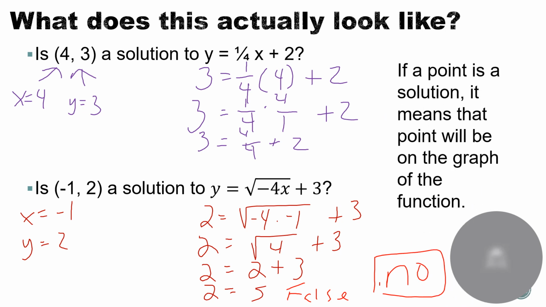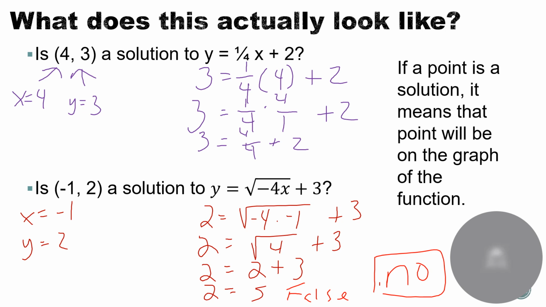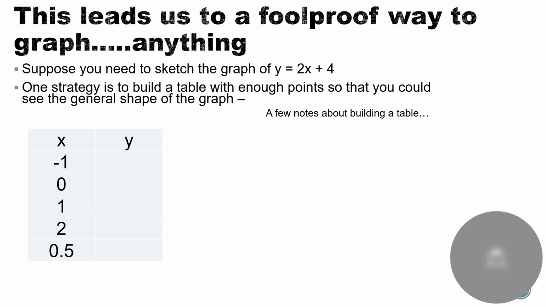Okay. So if a point is a solution, it means that that point will be on the graph of the function. So we know that the point (4, 3) will be on the graph of that line. We know that (-1, 2) will not be on the graph of that other function. We don't know what that is yet. So this leads us to a foolproof way to graph, well, to graph anything.